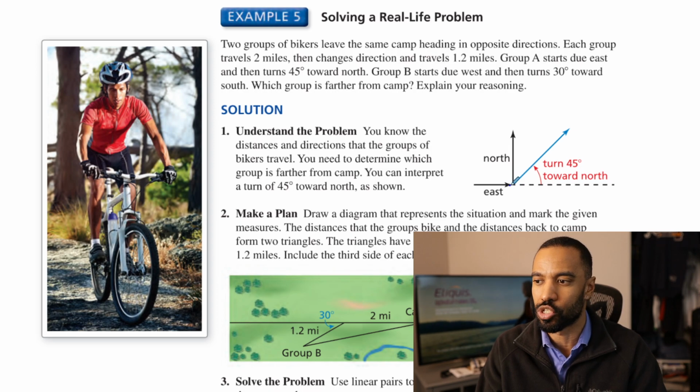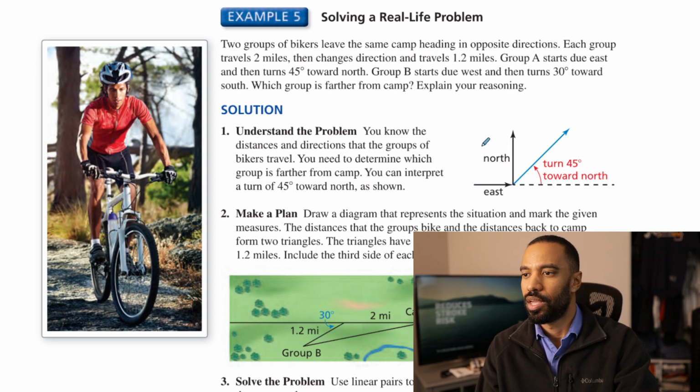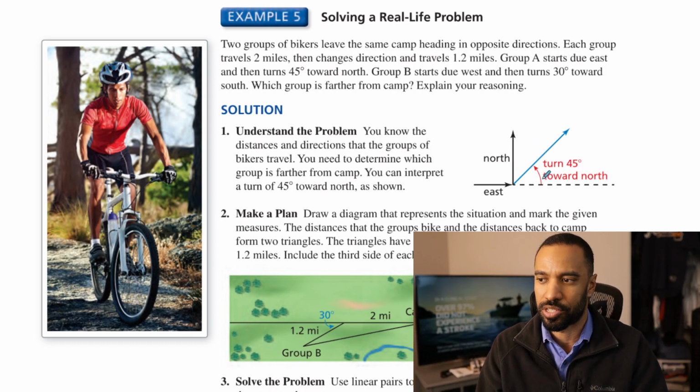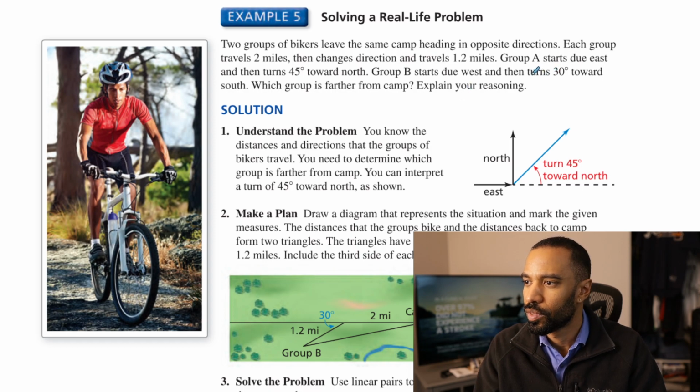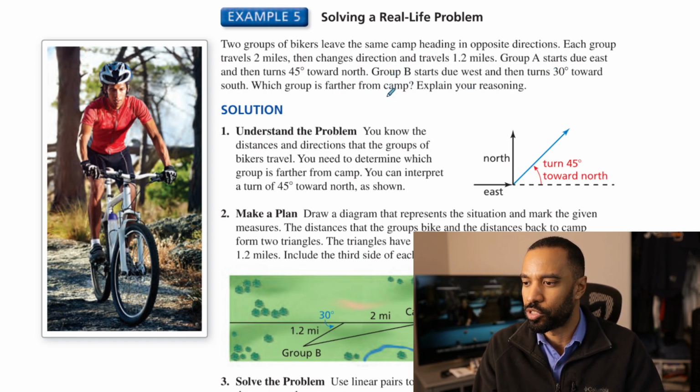So due east is straight east. Boom. Oh, they show it. And then due west would be straight west like that. And then they talk about the turn north. That lets you go that many degrees in that direction. So that's an example of a 45-degree turn. Which group is farther from the camp? Explain your reasoning. It would really be helpful to draw this diagram.